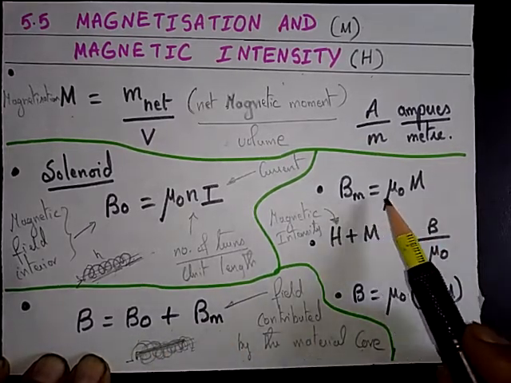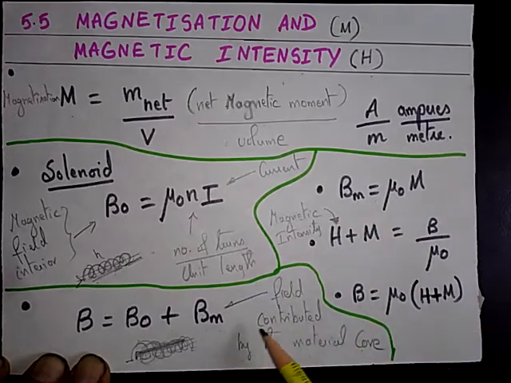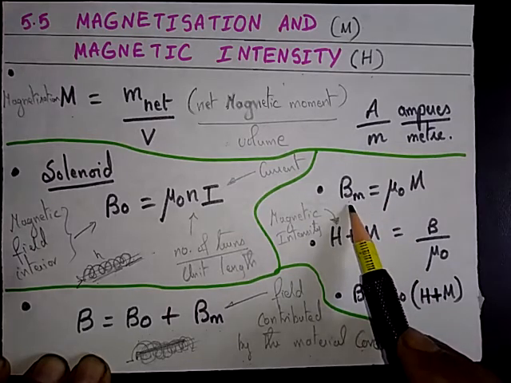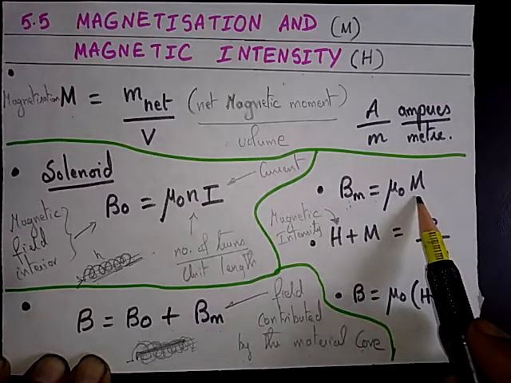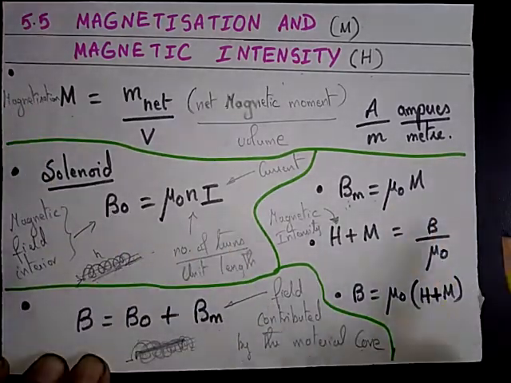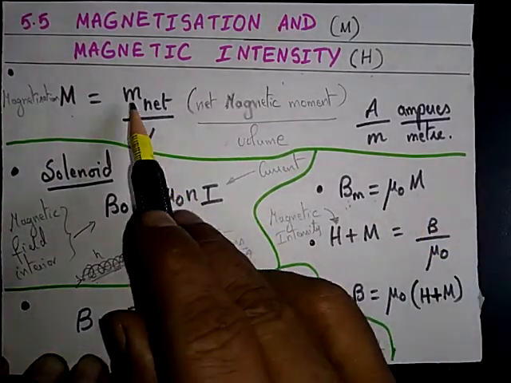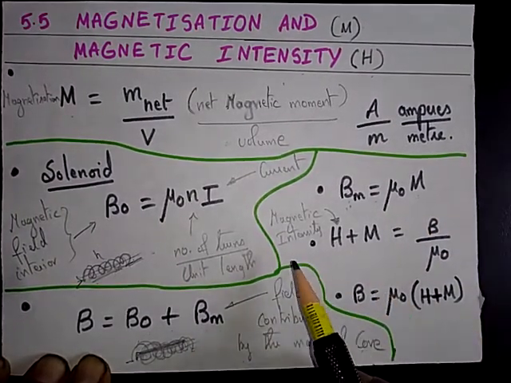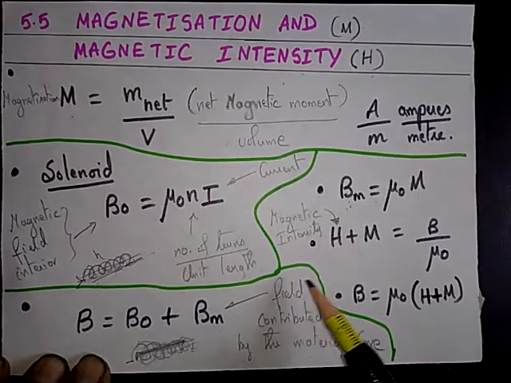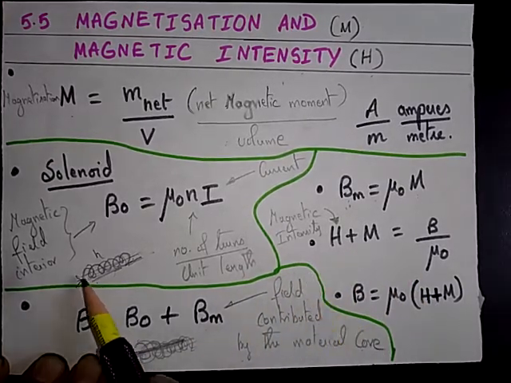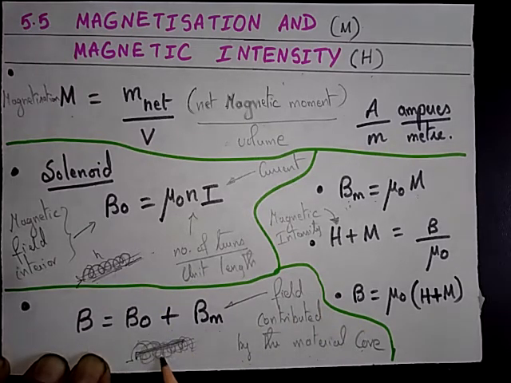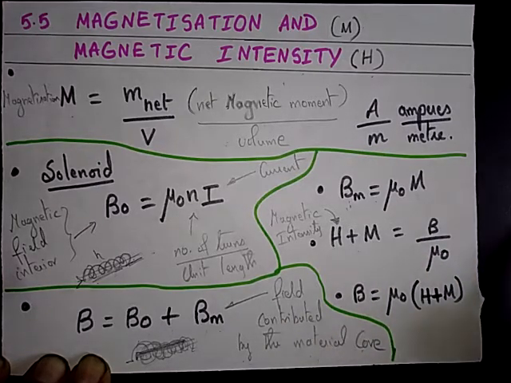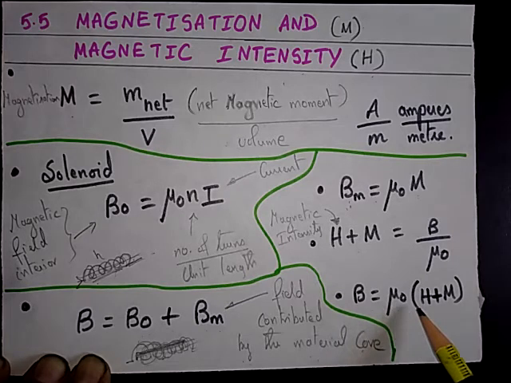Now Bm is equal to mu naught M. So Bm, the field contributed by the material core, that is the magnetic flux density because of the core material, is equal to mu naught M. What is M? M is magnetization. And M depends on what? Net magnetic moment of the total material divided by the volume. Therefore, we can say the total magnetic field contribution by the coil and because of the core, we have H plus M is equal to B by mu naught. That means B is equal to mu naught into H plus M.